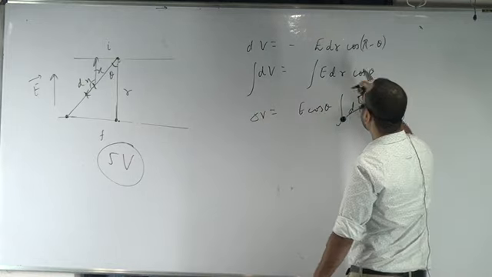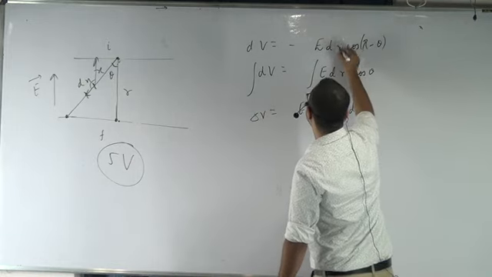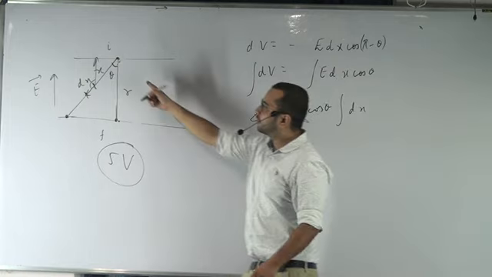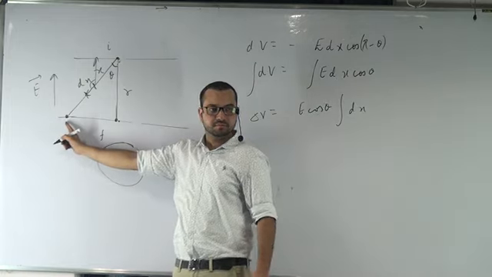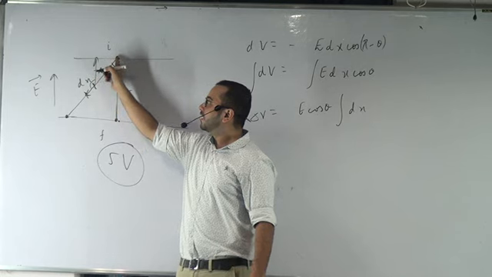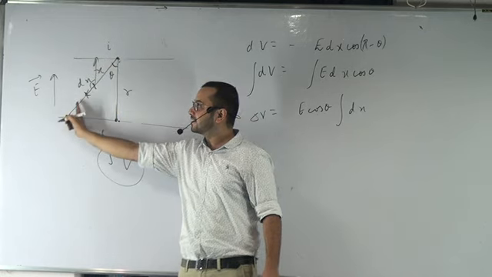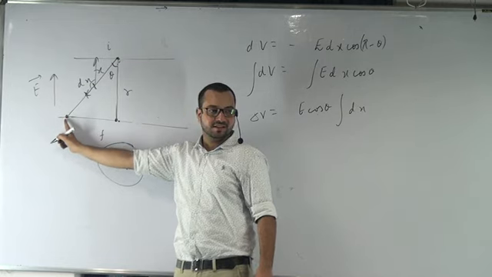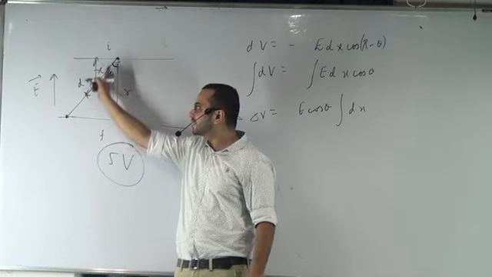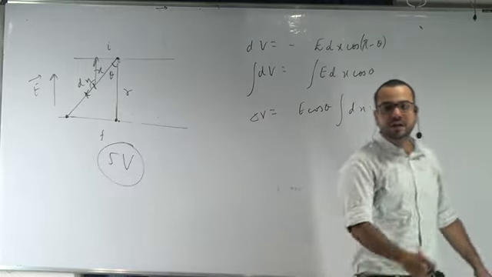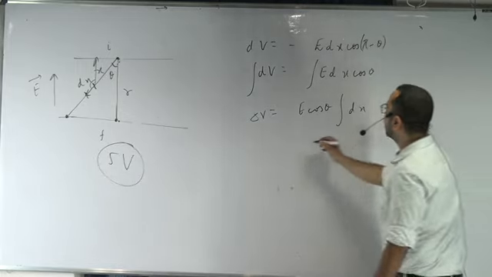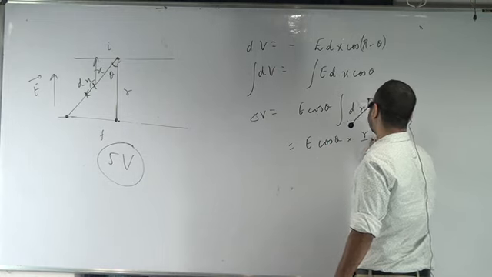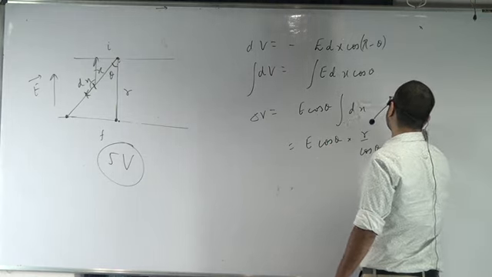dr मतलब r मतलब x मान लो. I am choosing x. So what is the integral of dx? Yeah, this is the distance. This is dx. What distance is this? R by cos theta. This distance is r by cos theta. So the integral of ds is r by cos theta. So this comes out to be E cos theta multiplied by r by cos theta. तो क्या बचा finally? Er.